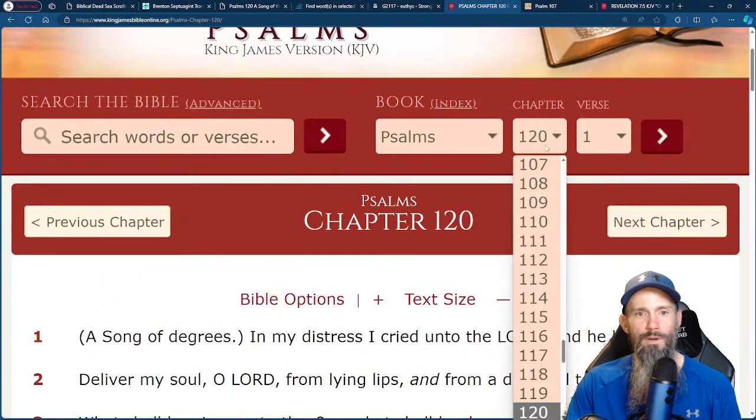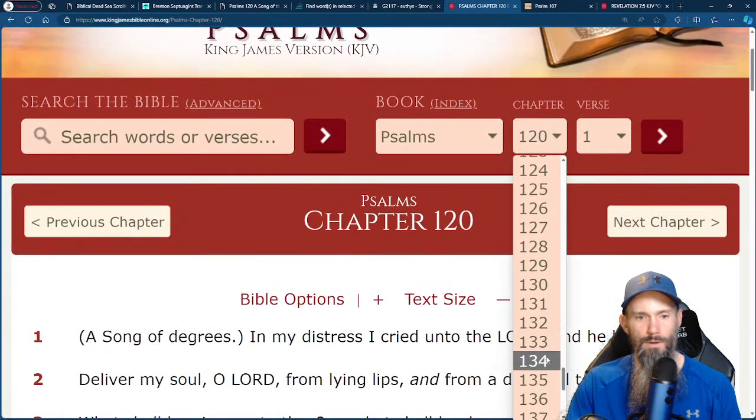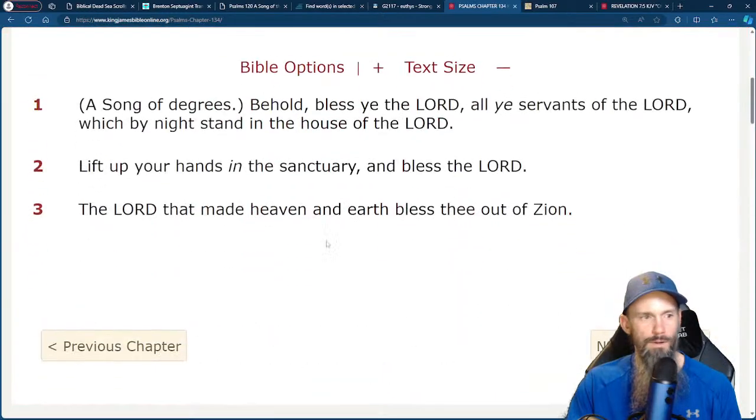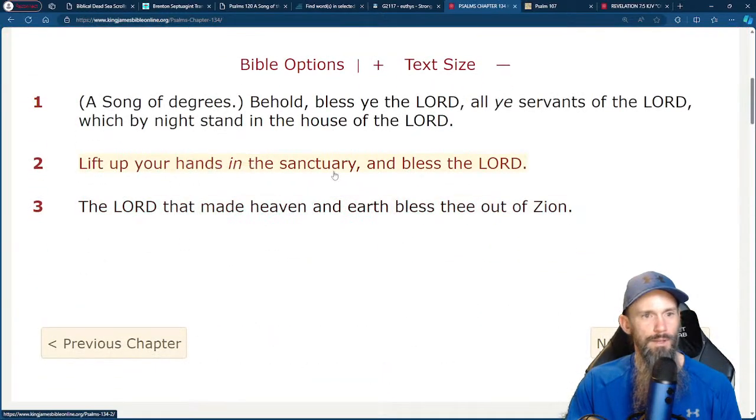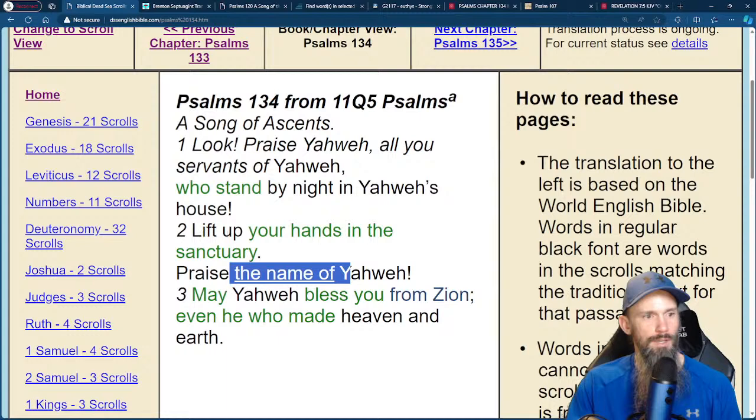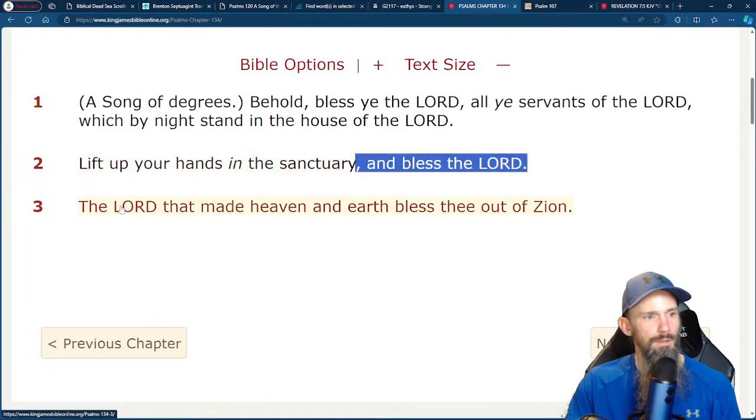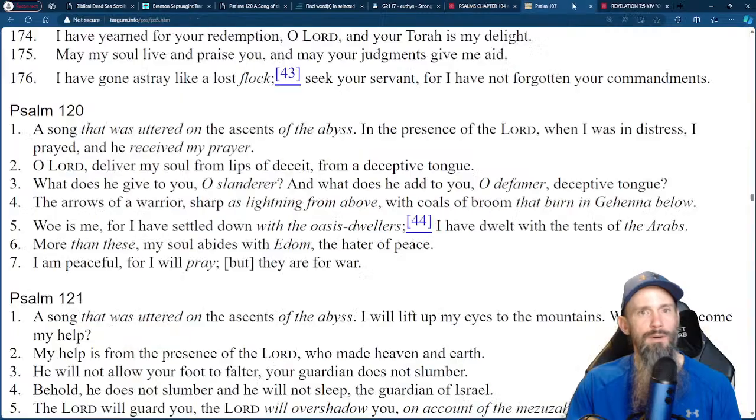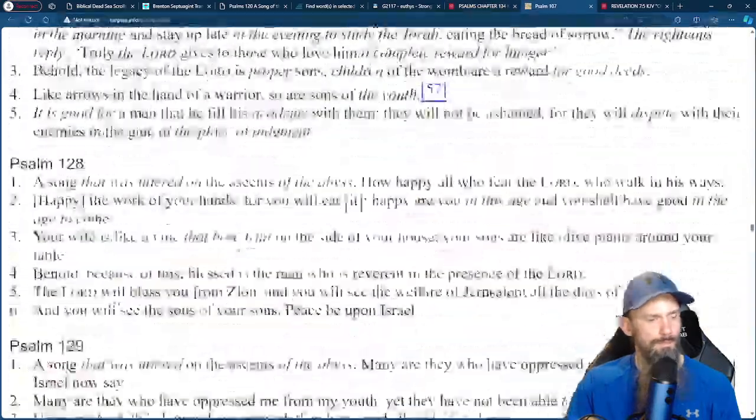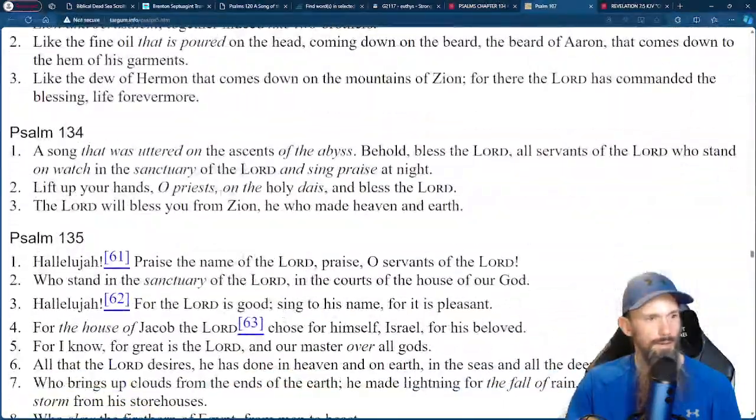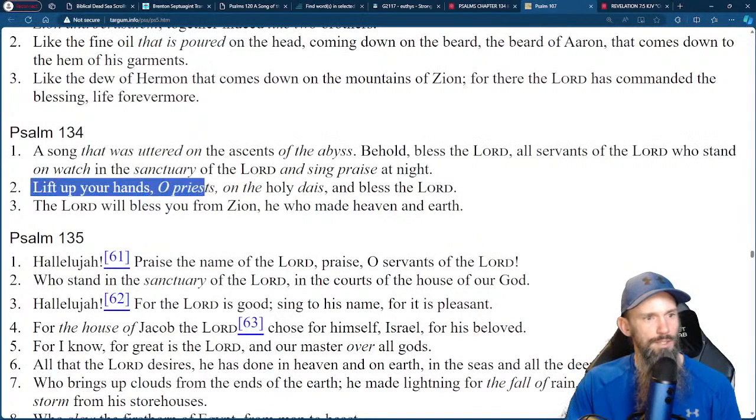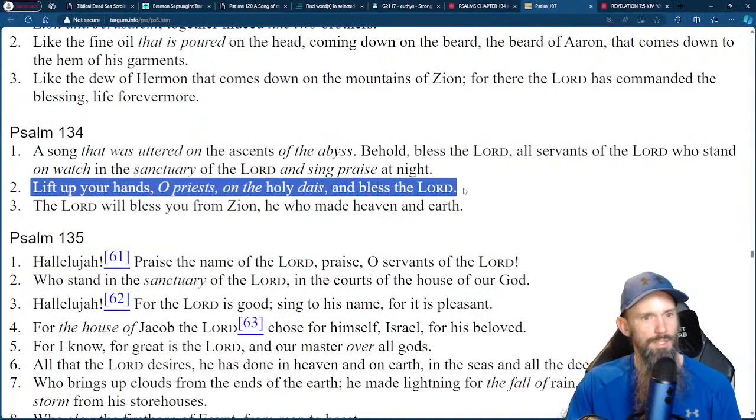134. Bless Yahuwah. Lift up your hands in the sanctuary and praise the name of Yahuwah. So KJV says, bless the Lord. Aramaic Targums: Lift up your hands, O priest, on the holy dais, and bless Yahuwah.